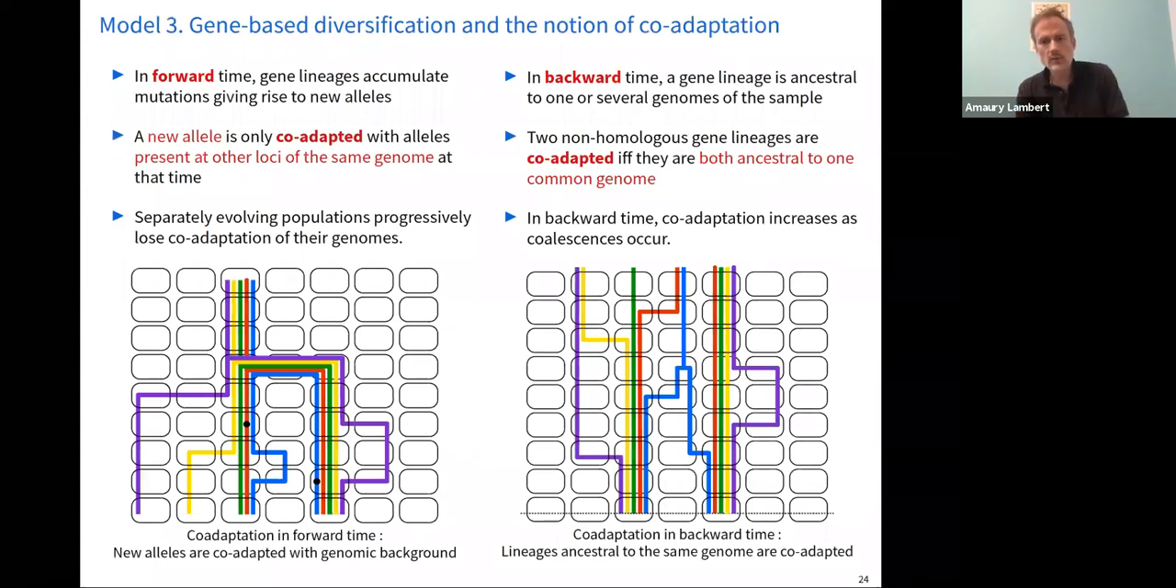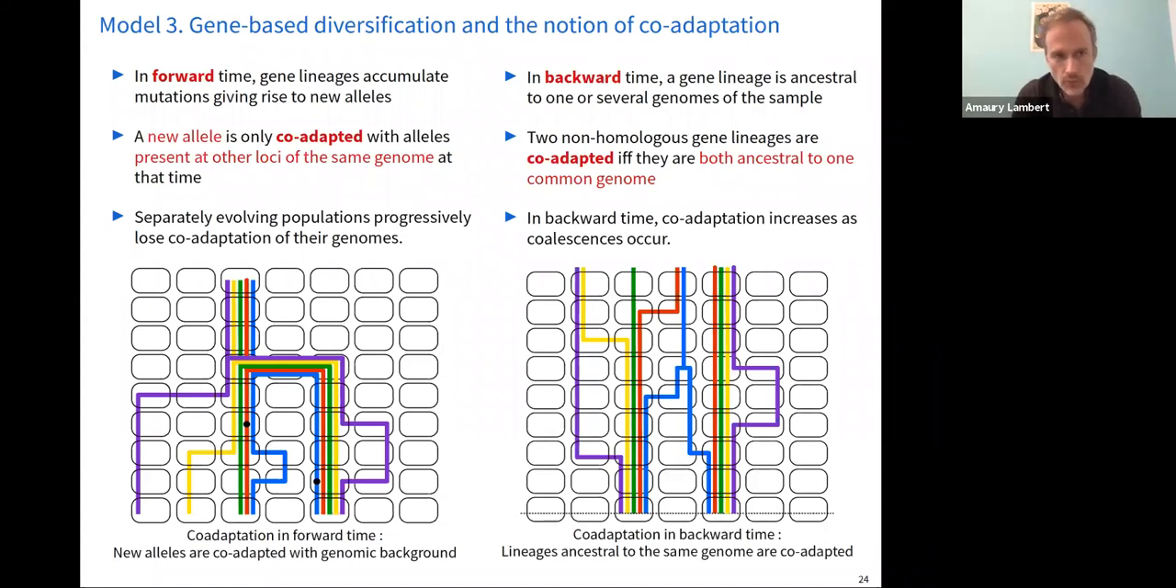So this is a little technical, so maybe you can try to focus on the cartoons. So the third model is called the gene-based diversification model. So we use this notion of co-adaptation. And here it's a little more involved because, as I said earlier, we want to keep track of several gene trees. Okay, so we sample several genomes and we want to couple the ancestry of all the genes of all colors.